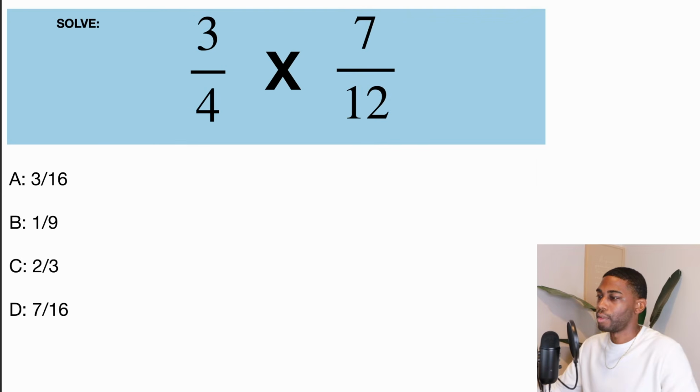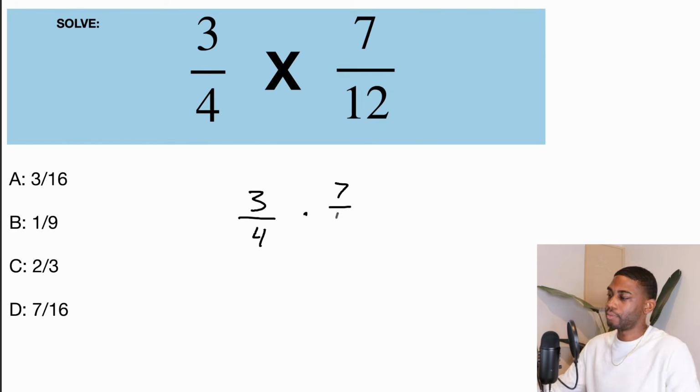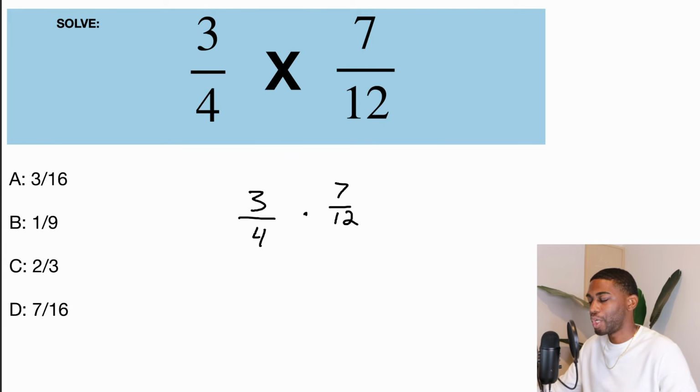All right. 3 over 4 multiplied by 7 over 12. 3 over 4 multiplied by 7 over 12. All right. Let's see what we got. Y'all already know what I'm going to say. Let's go ahead and see if anything can be cross simplified.